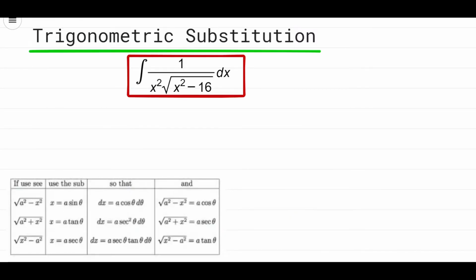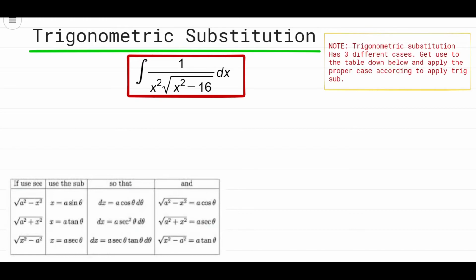So in this example, we're given 1 over x squared times the square root of x squared minus 16. Keep a note that the trig sub has 3 different cases, as stated in the table down below in the bottom left hand corner. So we have x squared minus 16. Step 1, we're going to apply the proper trig sub. Which one do you think would be the best one to apply?